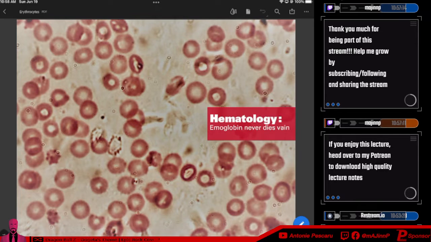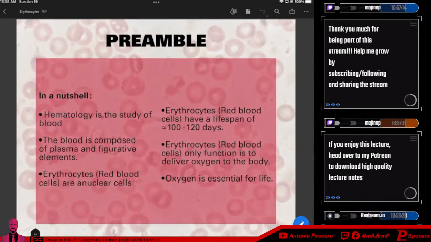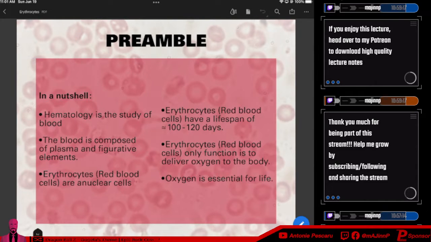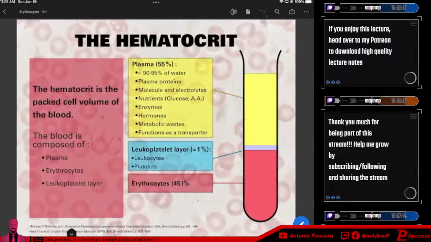What we're going to cover here today is everything that's part of the erythrocytes. What we're not going to be covering today is, if I'm not mistaken, the coagulation process. I'll probably save that for the platelets, if I ever do a video or a stream on it. But aside from that, we're going to be going over what red blood cells do, and their only function. They're only good at one thing, which is to deliver oxygen throughout the body. And obviously, oxygen is essential for life.